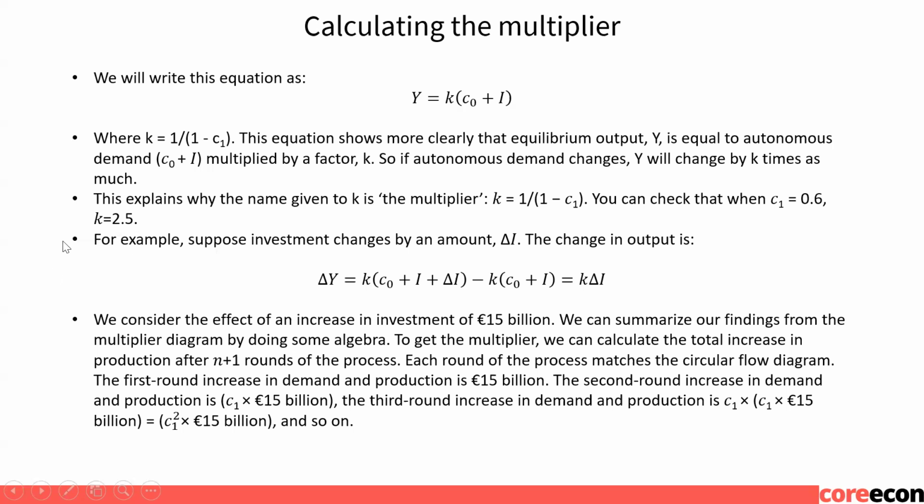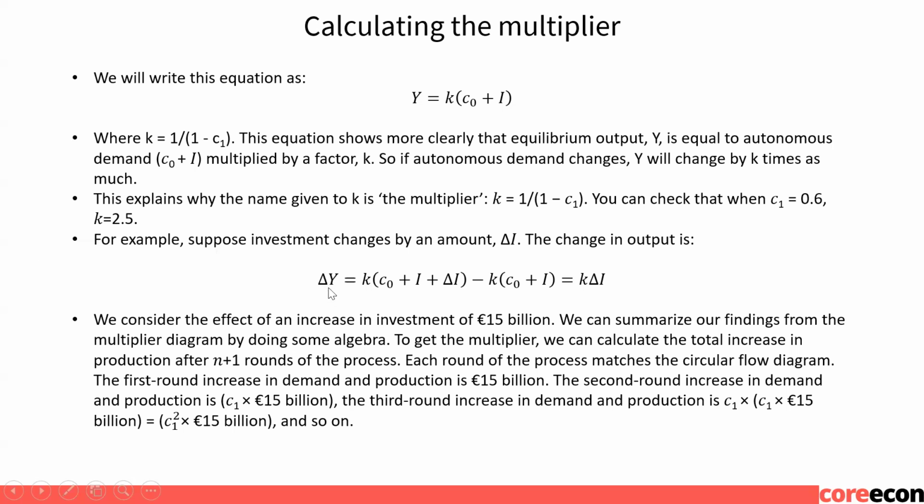There's another reason that we can see that the multiplier effect is embedded or reflected by this K constant. So if income is given as Y, the change in income, we denote the change with delta.